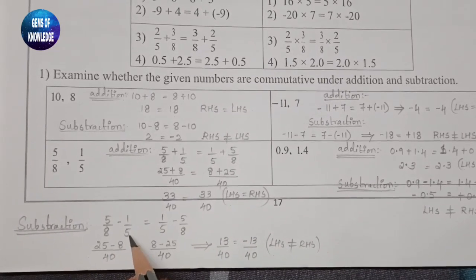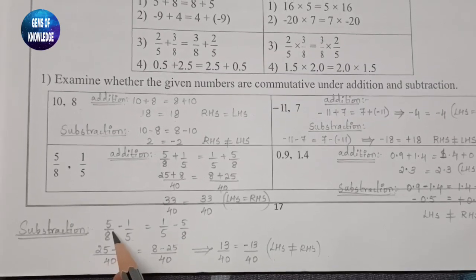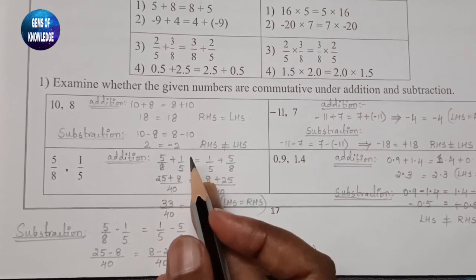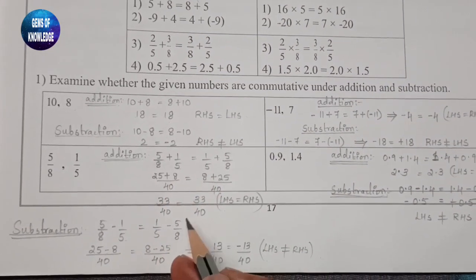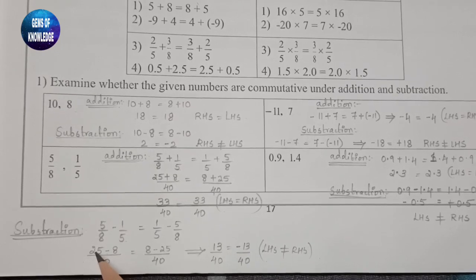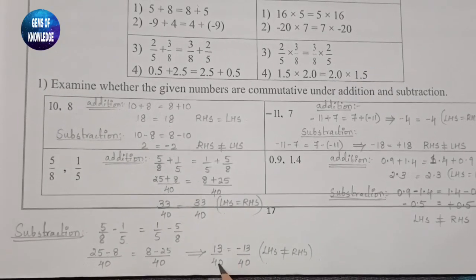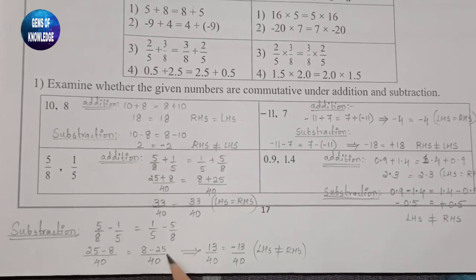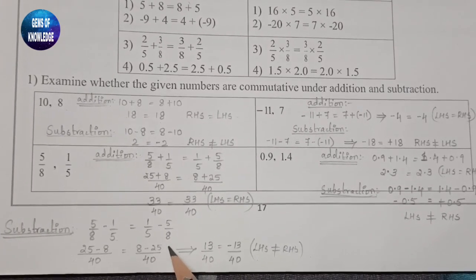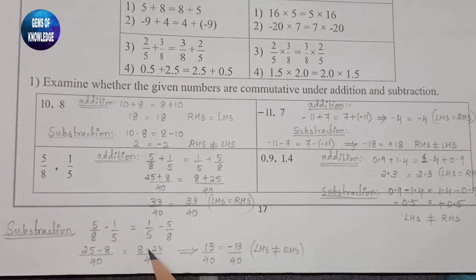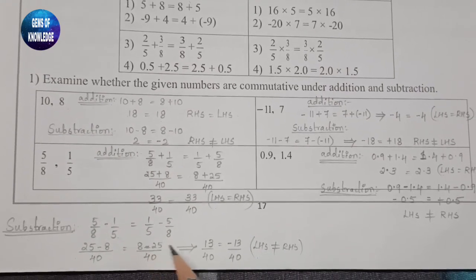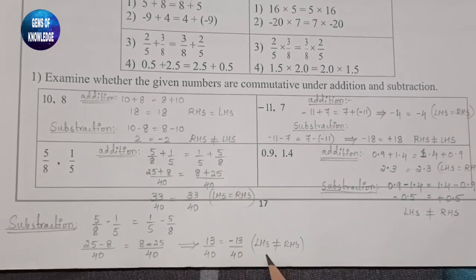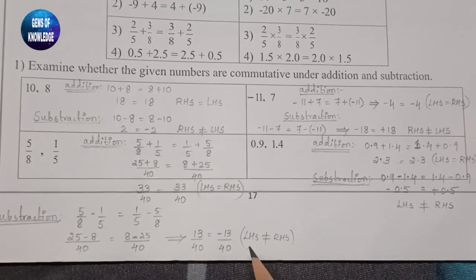Okay, and if you cross multiply, 5 5s are 25 and 8 1s are 8 with a minus sign, because here it is minus, here it was plus. Here also the same thing. Then here you are getting 25 minus 8, you are getting 13 divided by 40, and here you are getting minus 13 by 40, because this 25, the greater number, is having the negative sign. Okay, so it will be minus 13 by 40. So here also the sign changes. LHS is not equal to RHS.